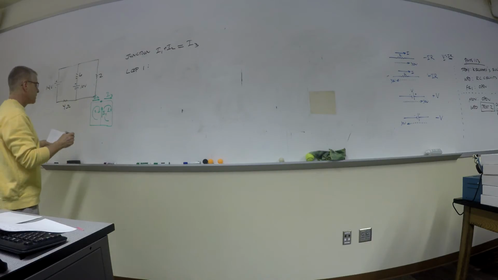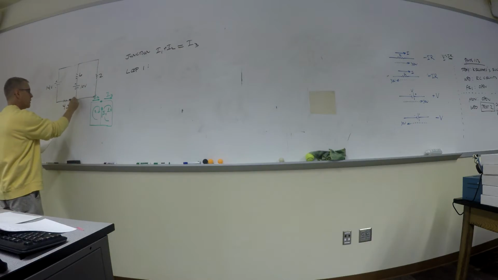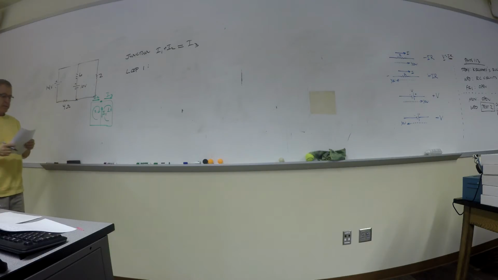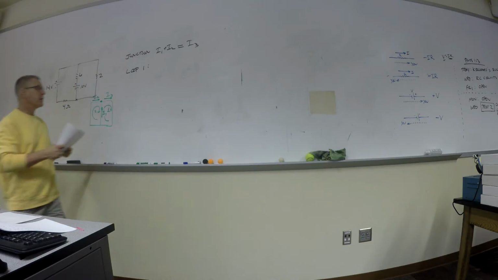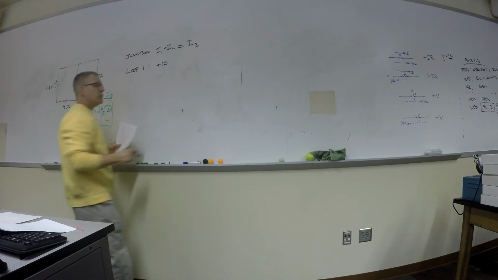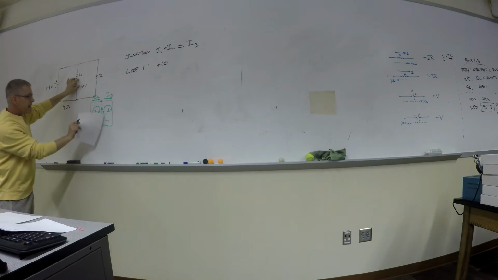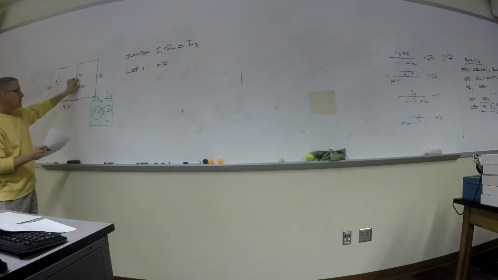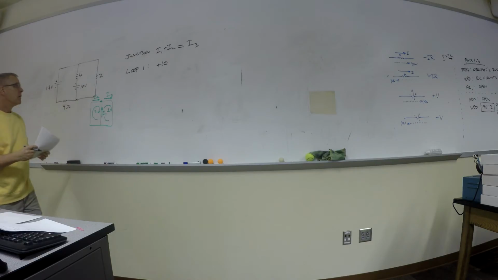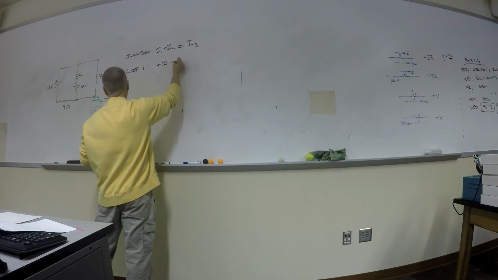So let's start right here and go clockwise and count up our potential changes. So I'm going to start here, nothing, nothing, nothing. Oops, I hit a battery and I went this way through it. Is that a plus or minus 10 volts? That's a plus 10. I'm going to leave the units off again, keep this over here. All right, then I go through a resistor. Notice I'm going the same way as the current we picked. And it's I1. So we're going to lose 6 I1s.